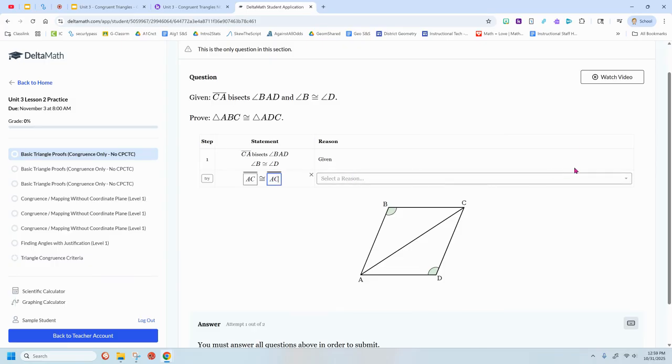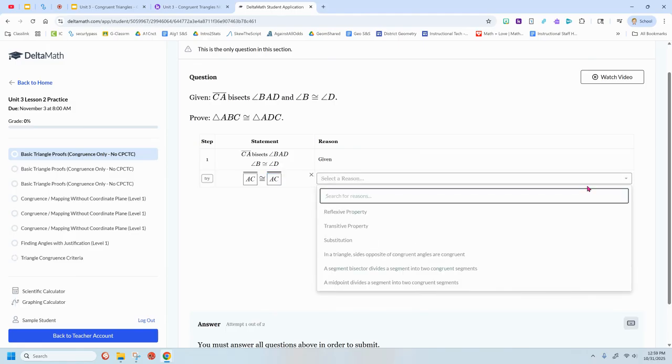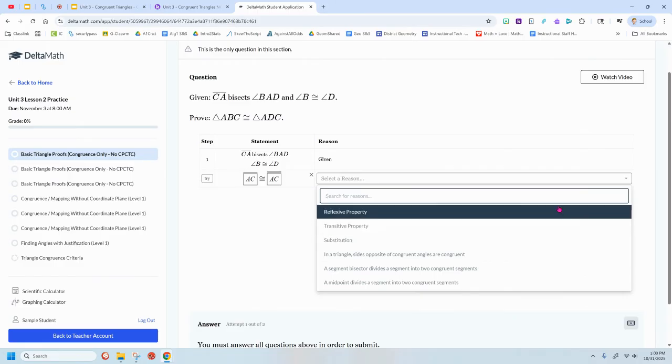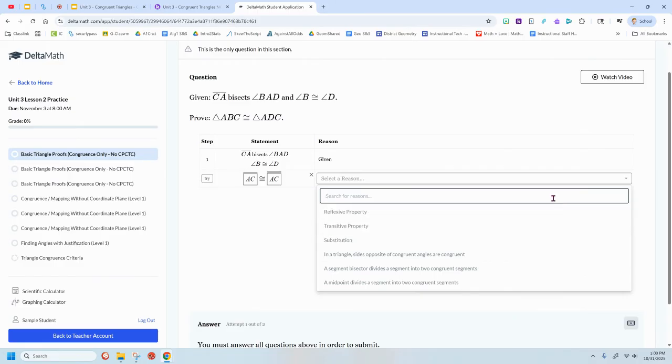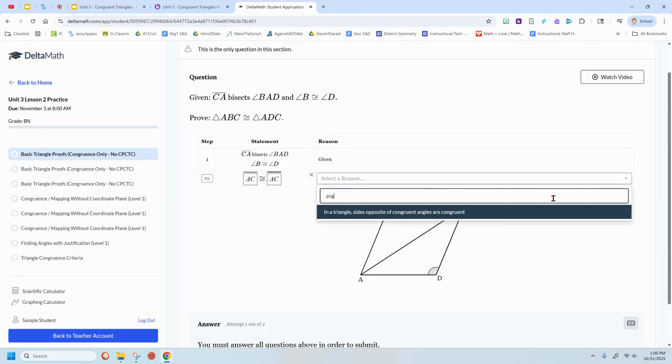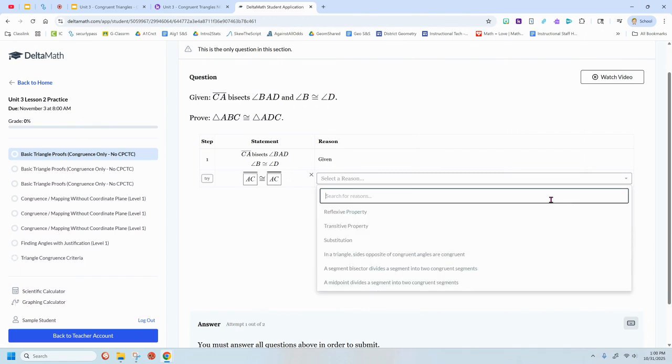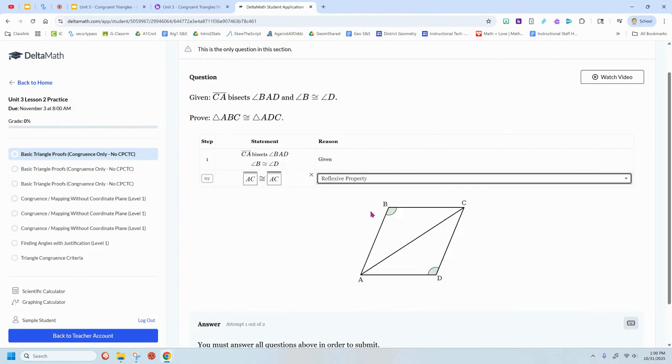And now there's going to be a bank of reasons. There are things in here you have never heard about, and that's okay. You can search. So for example, if I put the word angle in here, do you see how I'm starting to get things that only have the word angle in them? So you can search within the bank, but we can see what we need, right? So we pick reflexive property and then hit the button that says try.